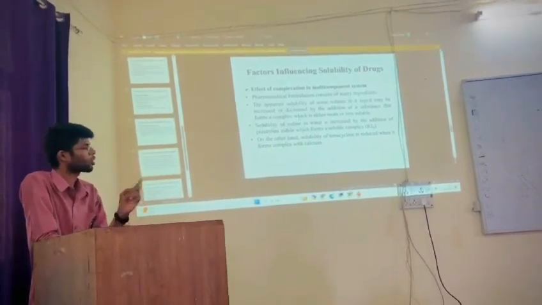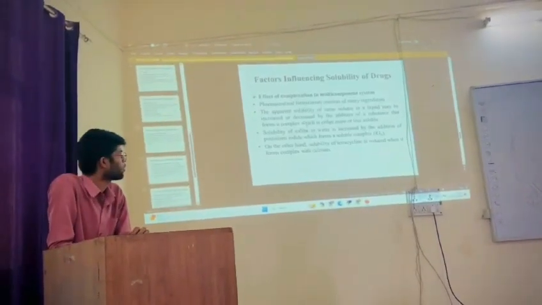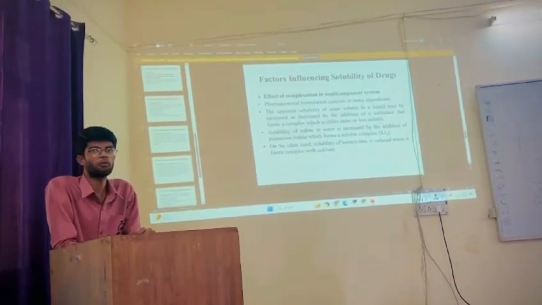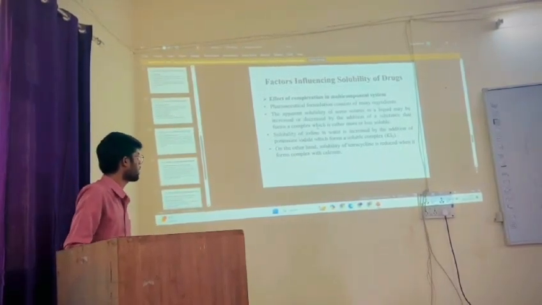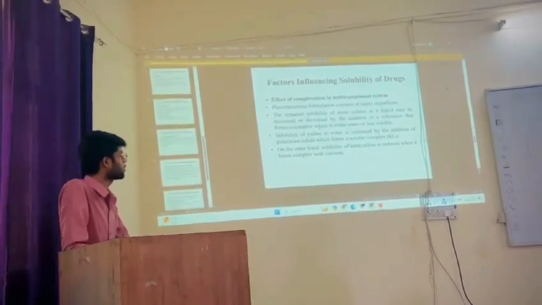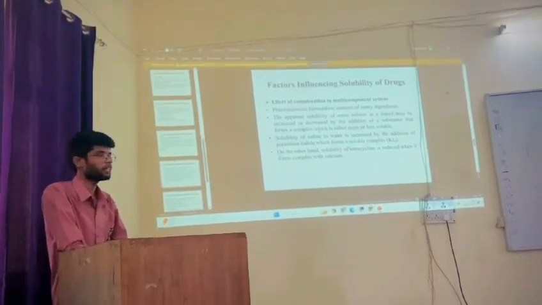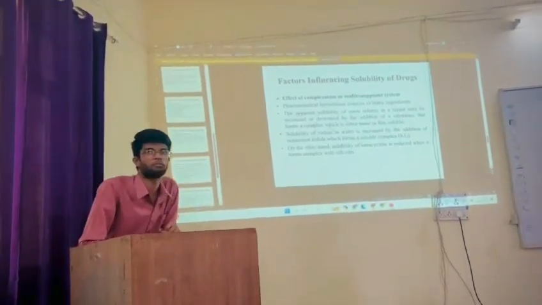For example, the solubility of iodine in water is increased by the addition of potassium iodide, which forms a soluble complex. On the other hand, the solubility of tetracycline is reduced when it forms a complex with calcium.